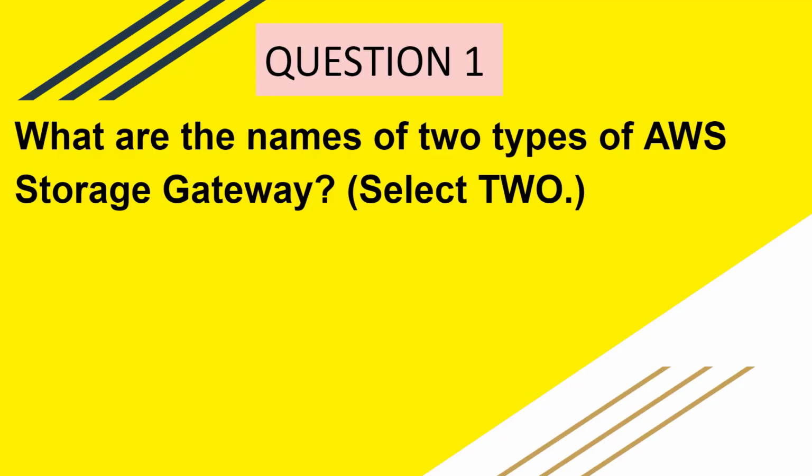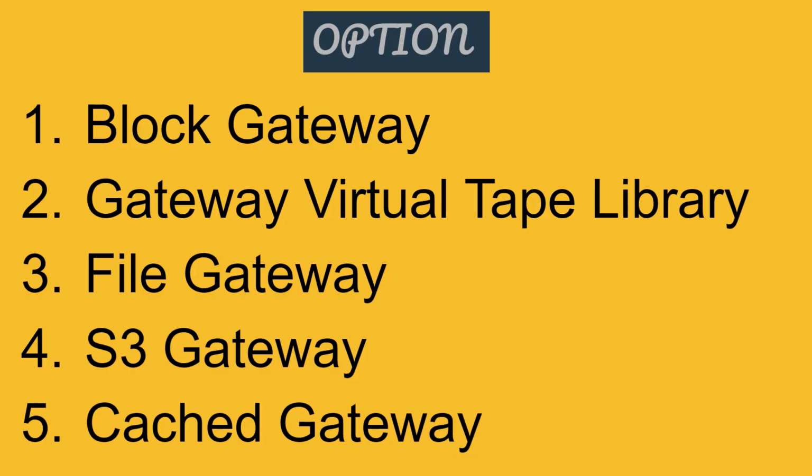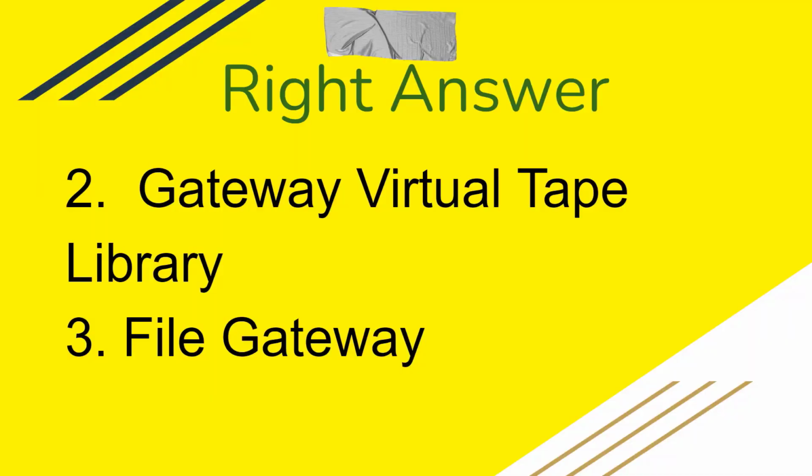What are the names of two types of AWS Storage Gateway? Select 2. Option 1. Block Gateway. 2. Gateway Virtual Tape Library. 3. File Gateway. 4. S3 Gateway. 5. Cached Gateway. Right answers: 2. Gateway Virtual Tape Library and 3. File Gateway.